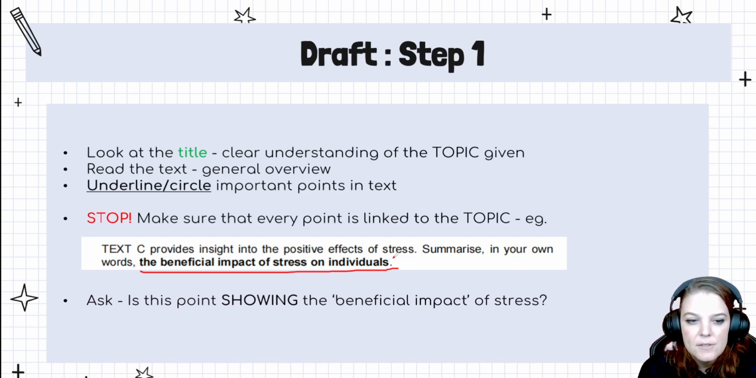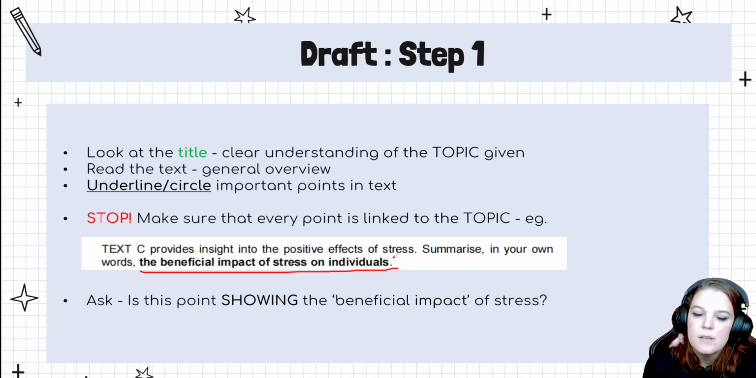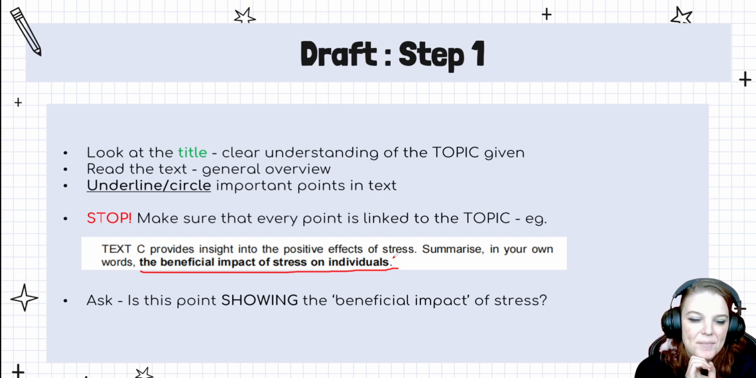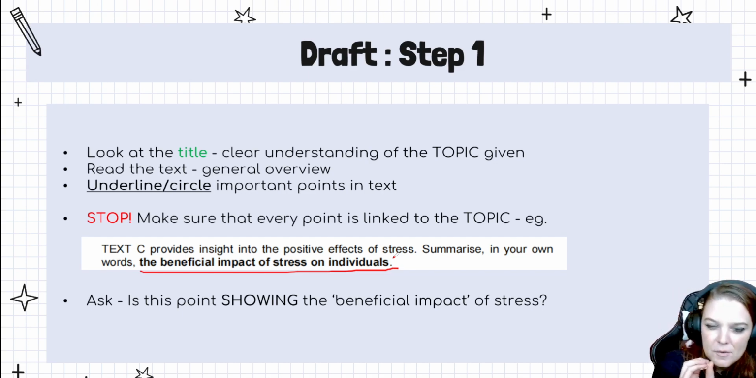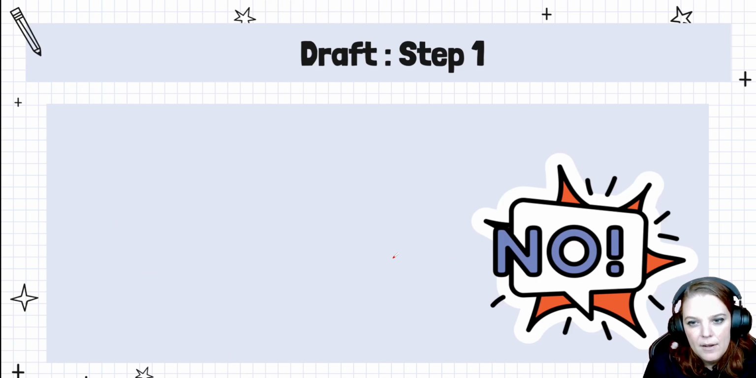Okay, so when we're underlining and finding the points to summarize, we need to ask ourselves, is this point showing the beneficial impact of stress, or is this point highlighting the importance of vegetables in our diet? Is this point that I'm underlining or circling contributing directly to what we need to summarize? Okay, and then we can write our first draft.